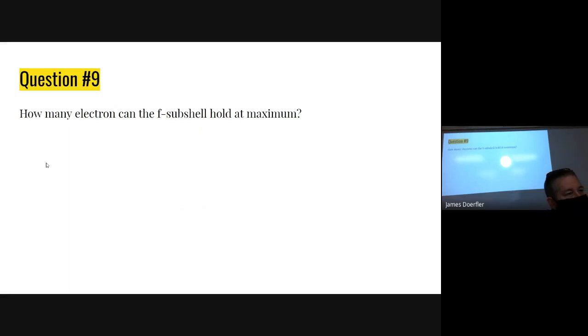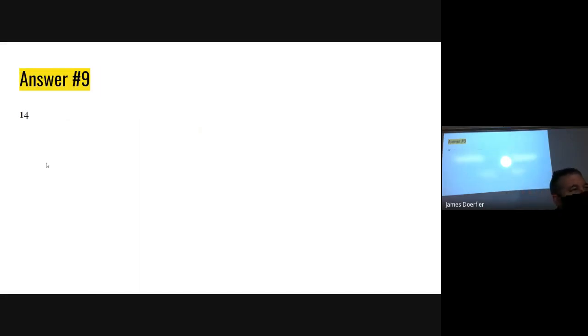Question 9. How many electrons can the F subshell hold at maximum? So think about what I've had you write down during all the times we talked about quantum numbers, as well as when we talked about electron configuration. How many maximum electrons can the F subshell hold? And that is 14. D subshell is 10. P subshell is 6. S subshell is 2.